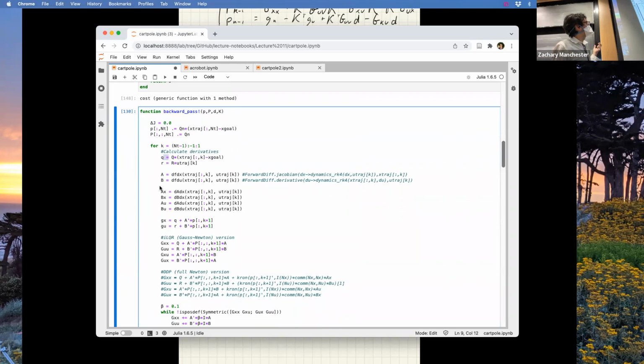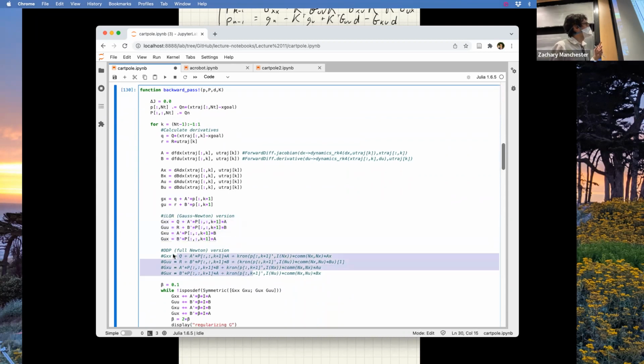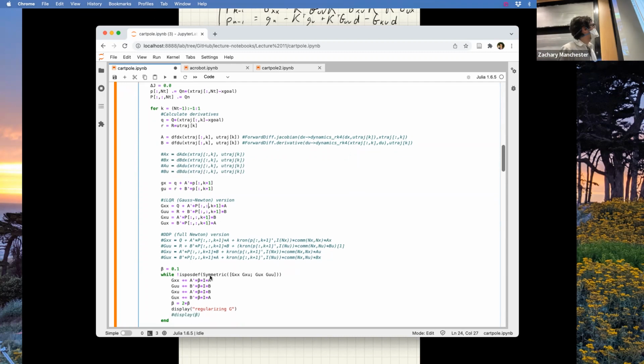Then I have the iLQR, aka Gauss-Newton version, and the full Newton version with the tensor terms over here, where I wrote them down using the Kronecker stuff. So this comm thing is the commutator transpose matrix, right? And that's all of it. So what we're going to do is compare full Newton and Gauss-Newton, or iLQR, DDP here. I'm going to start out with just iLQR. We'll talk about the rest later.